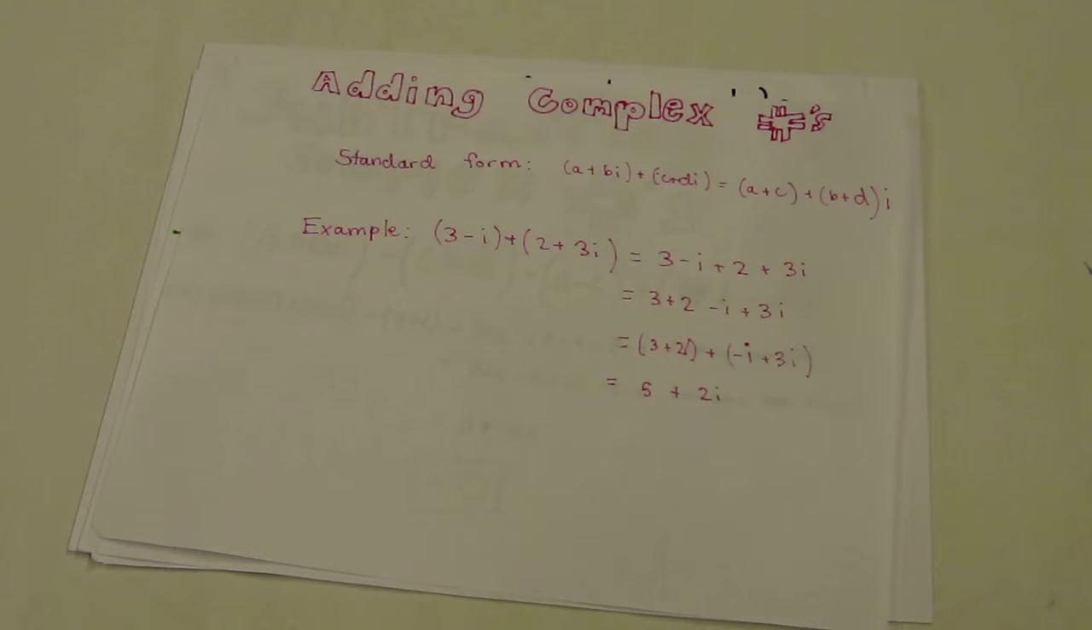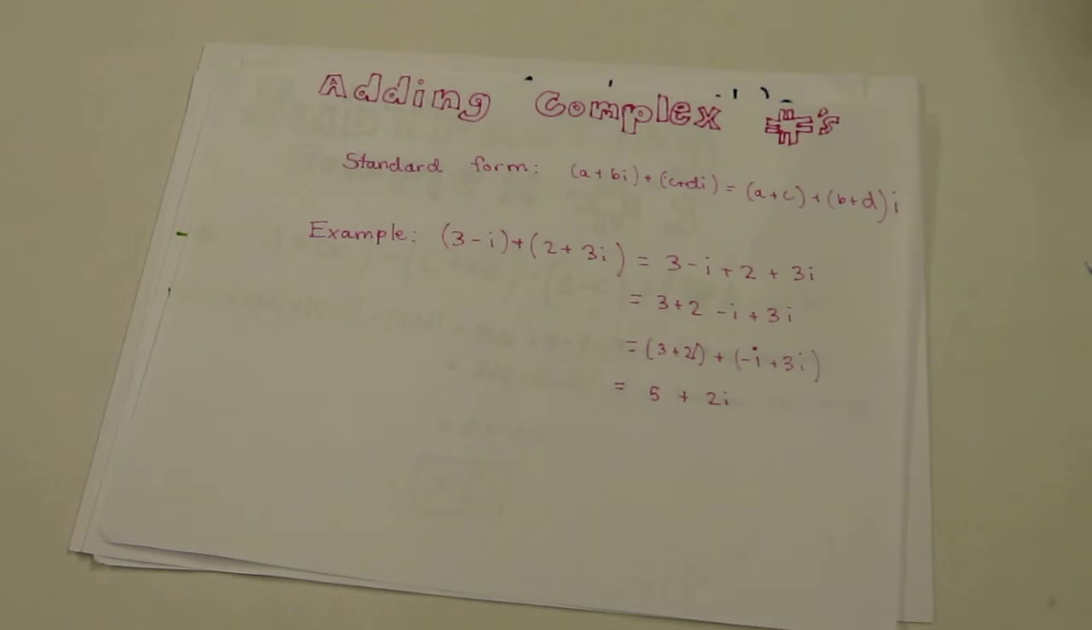Adding complex numbers. When adding complex numbers, you must understand that in standard form, a plus bi plus c plus di equals a plus c plus b plus d times i. All you have to do is combine the like terms a and c, and then b and d together. You always keep the i's together. For example, in this problem, you would take out the parentheses, then combine like terms until you get an answer in standard form, 5 plus 2i.